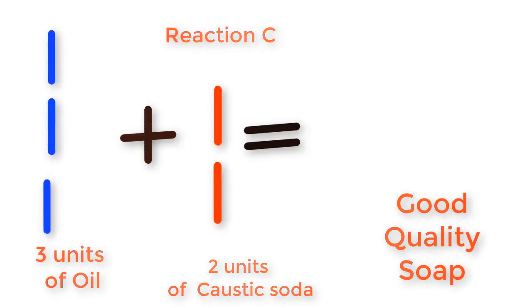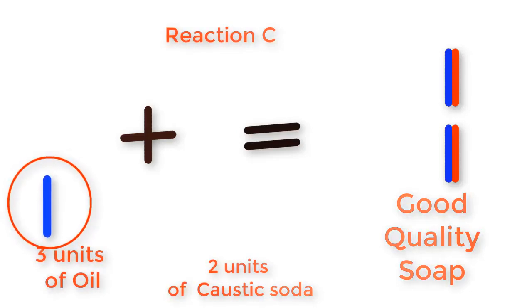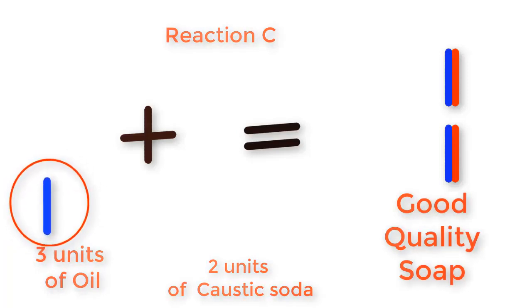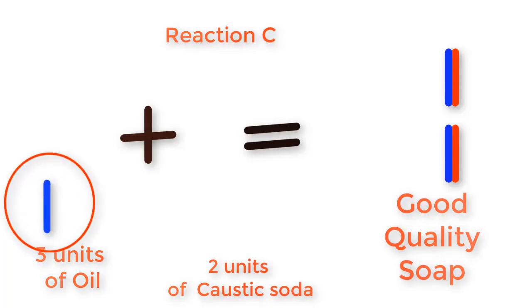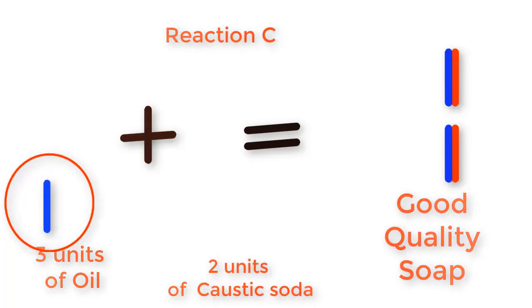Now, let's see how the combination takes place. 1 unit of oil combined with 1 unit of caustic soda to form 1 unit of soap. Another unit of oil combined with another unit of caustic soda to form 1 unit of soap. At the end of the day, you will notice that 1 unit of oil is left behind. Now, this 1 unit of oil, which is also referred to as the excess oil, can be called superfat. Excess oil in a soap can make the soap a good moisturizer. So the soap formed in case C or reaction C is a good soap.